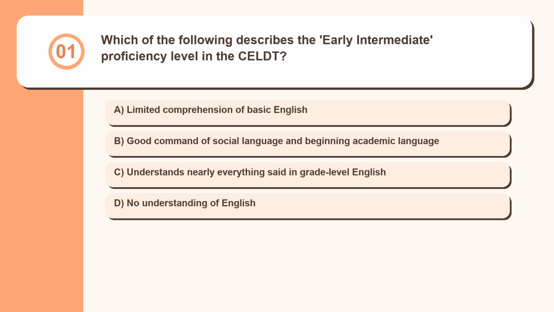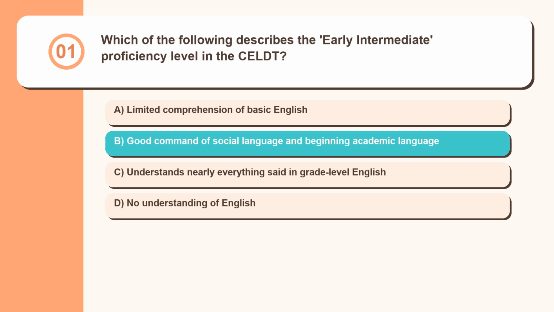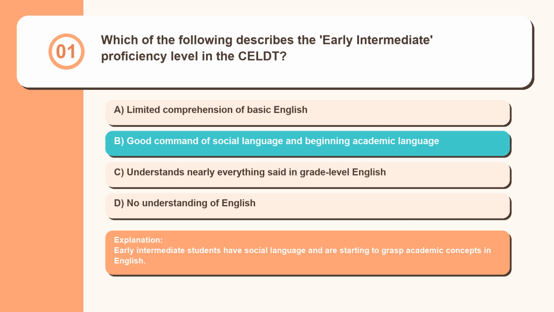Question 1. Which of the following describes the early intermediate proficiency level in the CELD? Limited comprehension of basic English, good command of social language and beginning academic language, understands nearly everything said in grade level English, no understanding of English. Early intermediate students have social language and are starting to grasp academic concepts in English.